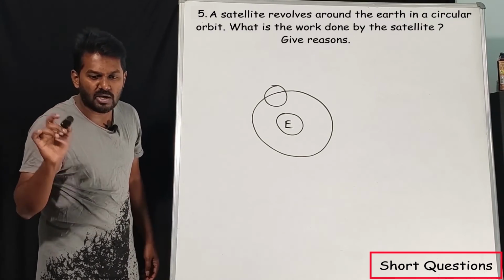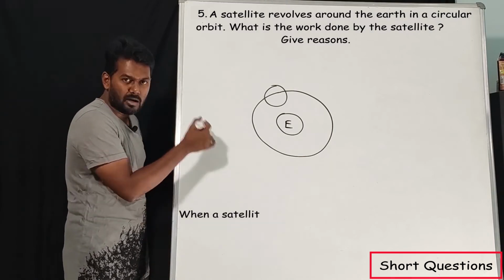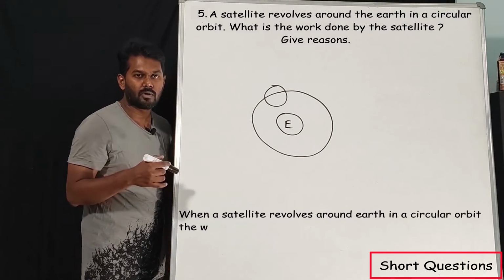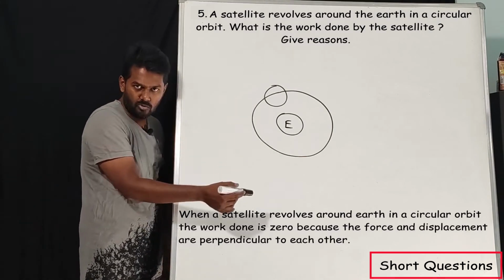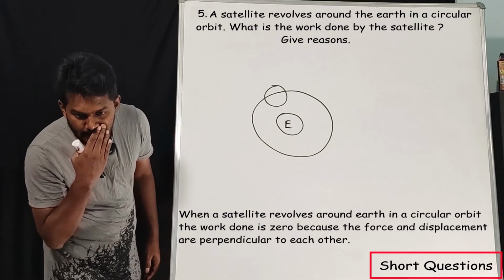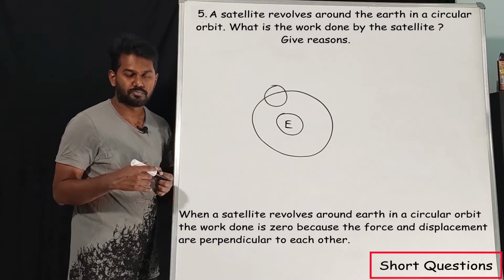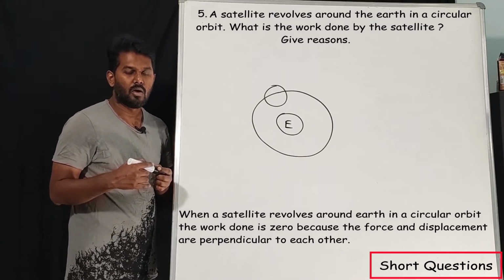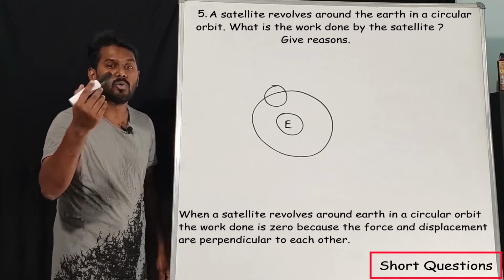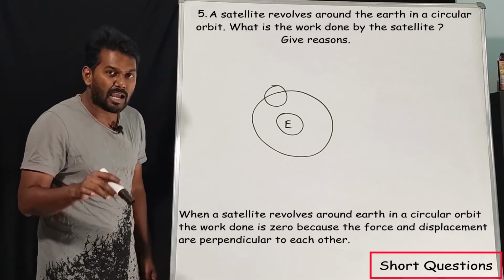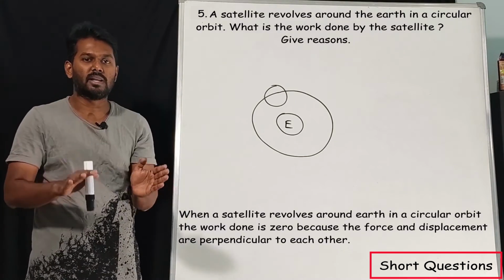Okay, in this case, how can we write the answer? What is the work done by the satellite? Work done by the satellite is 0 because the angle between the gravitational force and the displacement is 90 degrees, that is, the force and the displacement are perpendicular to each other. That is why work done is 0.